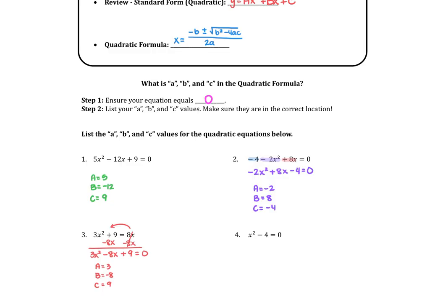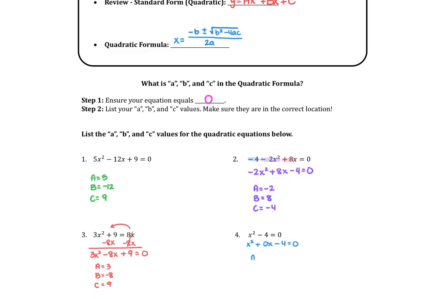You'll notice that if I wouldn't have started by getting my equation equal to 0, I would have thought my B term was a positive 8, and it's actually negative, so that's super important. All right, on number 4, it is equal to 0, but you notice I'm missing a term here. I'm missing that B term. Remember back to when we factored, we can add a 0x in the middle of that equation. So now it looks like it's in standard form.